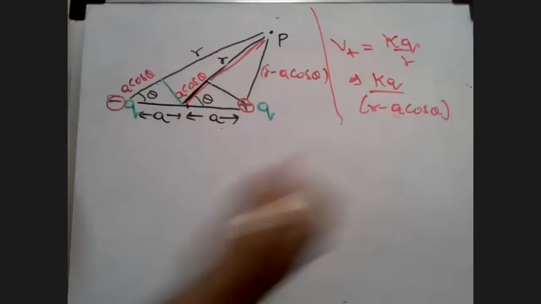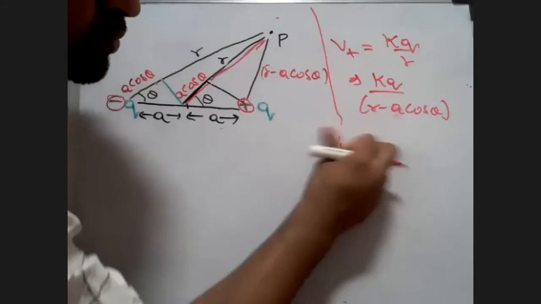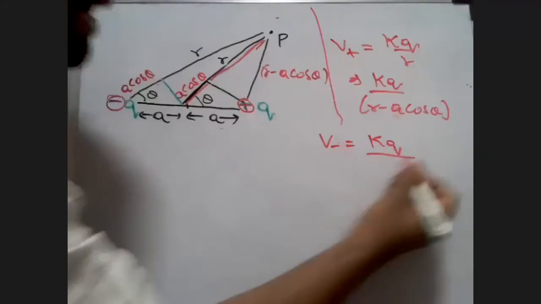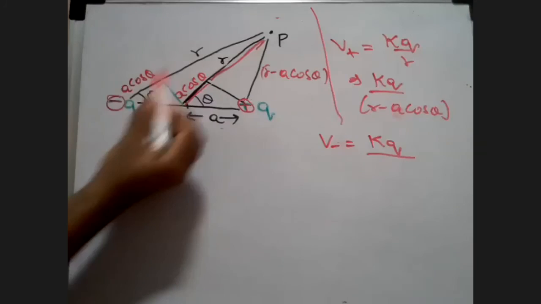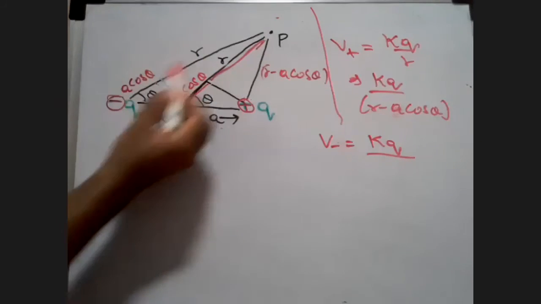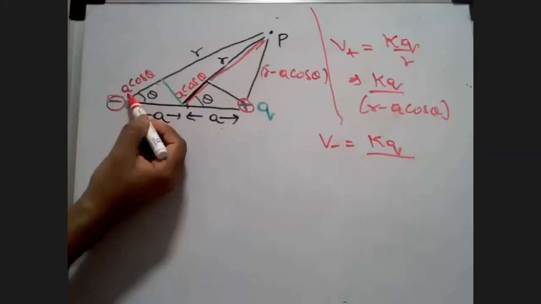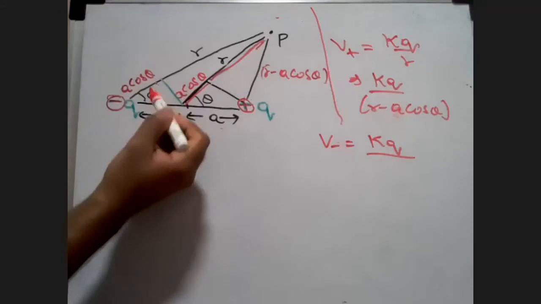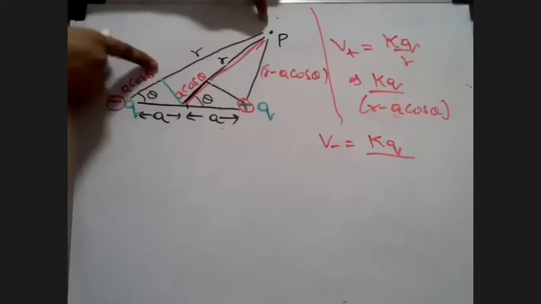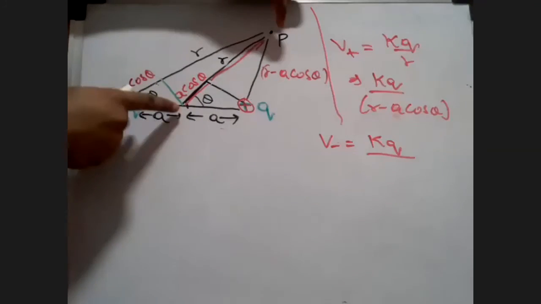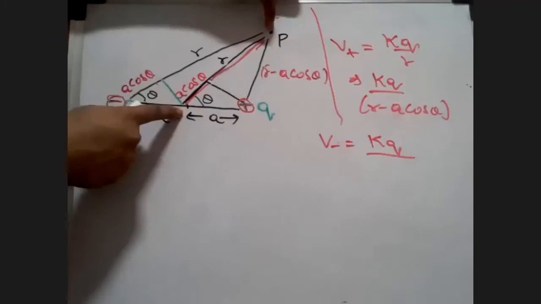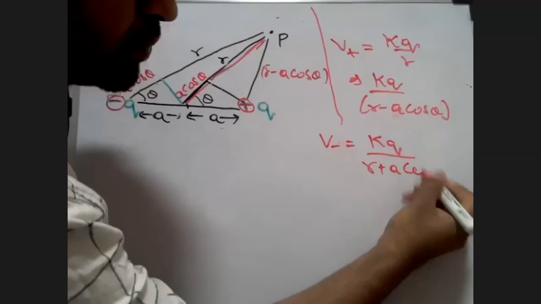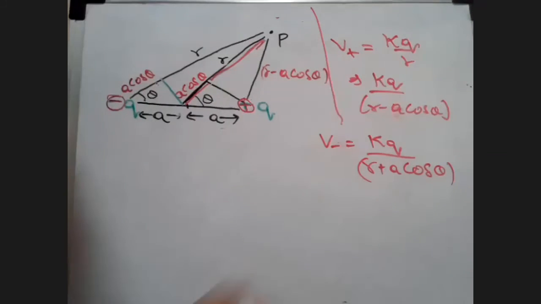What is going to be V minus? KQ upon R plus A cos theta. V minus is basically going to be the addition of R and A cos theta. It won't be R minus A cos theta, because R is only between these 2 points. So it is going to be R plus A cos theta.